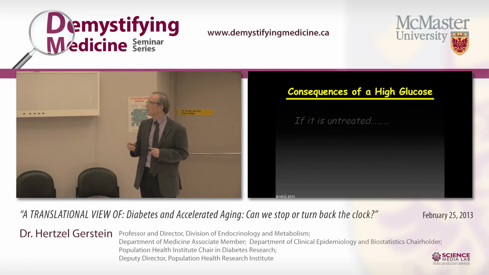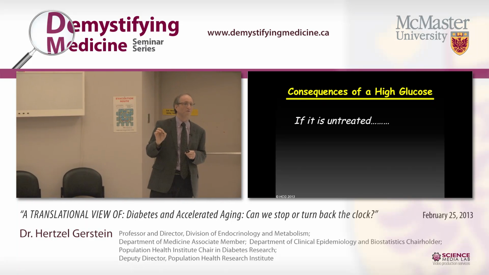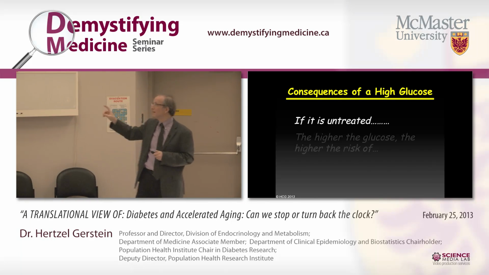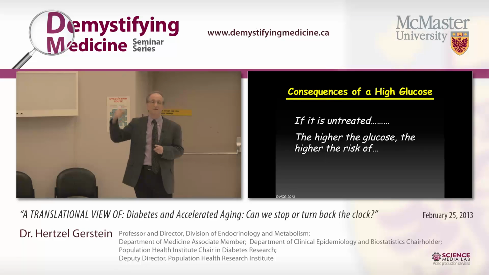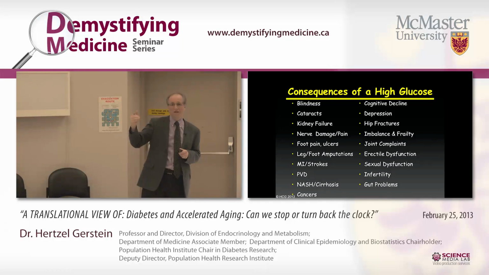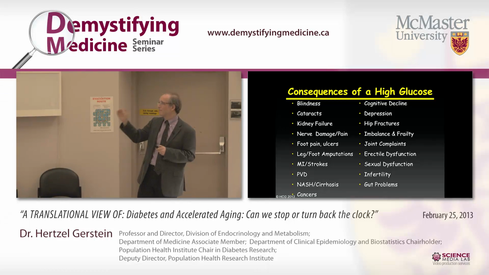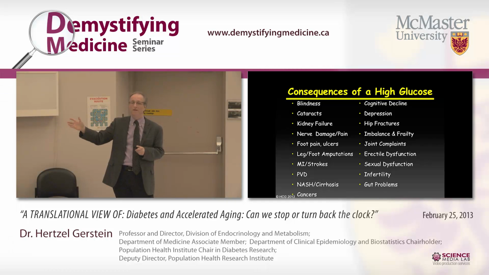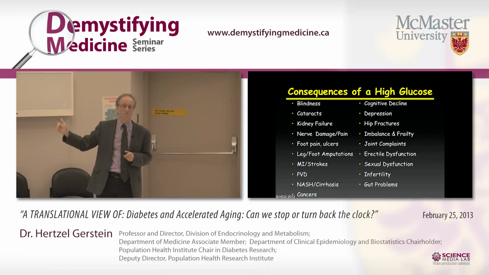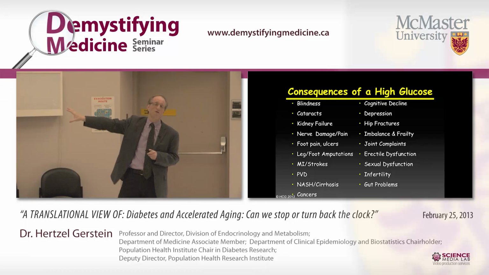What are the consequences of a high blood sugar level? Well, this is the most important message too. The consequences I'm going to show you, there are many consequences to sugars that are too high, but they only occur if it's not treated. So if it is untreated, the higher the sugar, the glucose level, the higher the risk of all the things on the slide. So high glucose levels increase the risk of blindness, cataracts, kidney failure, heart disease, strokes, amputations, cirrhosis even, certain types of cancers, depression, hip fractures, sexual dysfunction, imbalance, frailty, all the things on the slide.